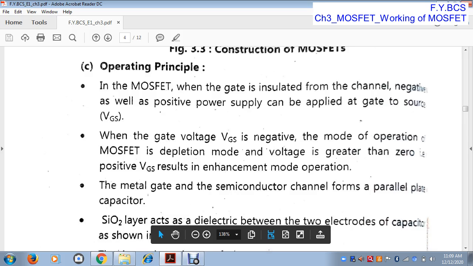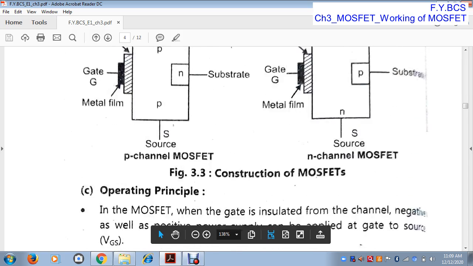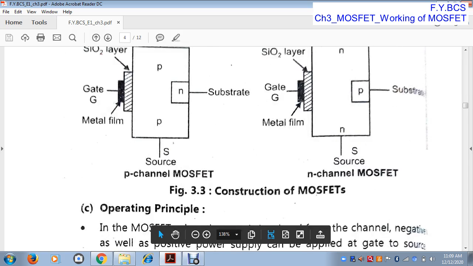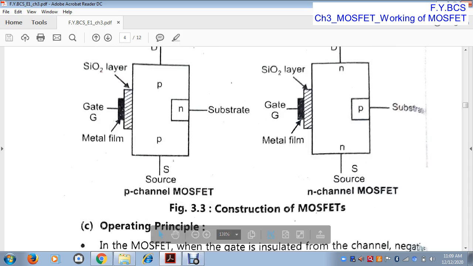Okay, so the metal gate and the semiconductor channel form a parallel plate capacitor. Here, this gate terminal and this channel, drain and source channel, work as a parallel plate capacitor. Why a parallel plate capacitor? In a capacitor there are two plates, plate 1 and plate 2, and these two plates are separated by an insulating material.